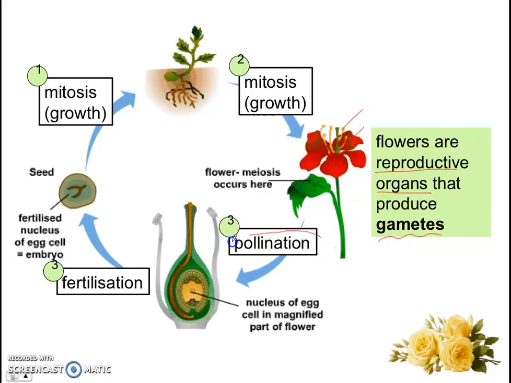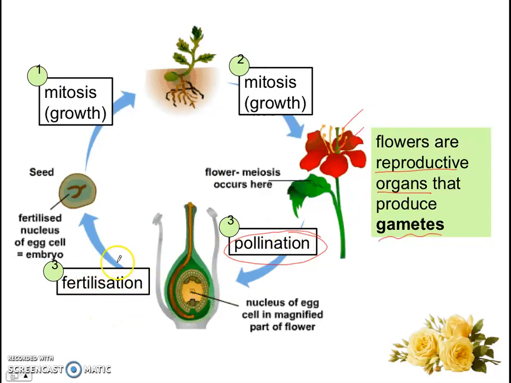The first process is called pollination. Pollination is when the pollen is transferred from the male parts to the female parts of a flower. So that transfer of pollen is important. And then after pollination, there will be fertilization.